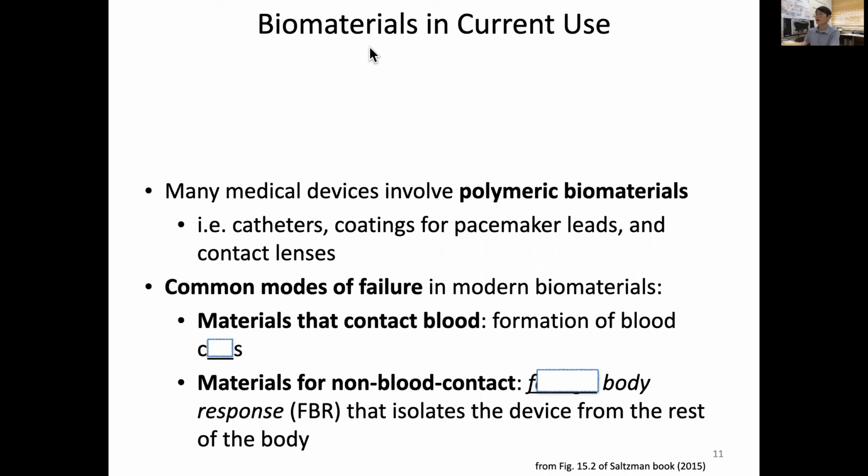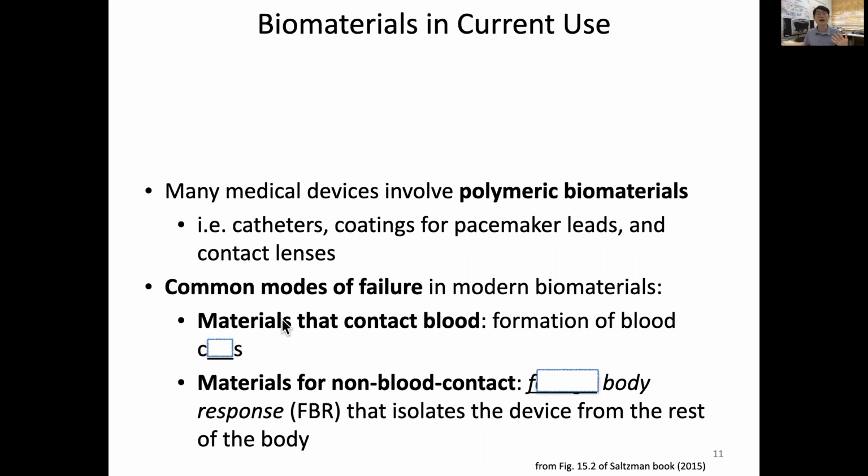Many medical devices in current use involve polymeric biomaterials. For example, catheters, coatings for pacemaker leads, and contact lenses are made of polymers. The common modes of failure in modern biomaterials fall into two aspects: biomaterials that directly contact the blood, or non-blood contact.